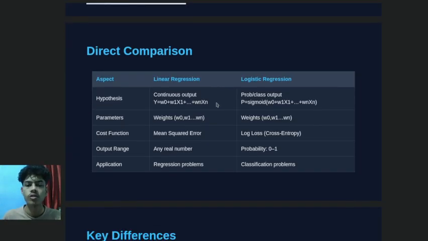linear regression and logistic regression is: hypothesis, continuous output in linear, whereas in logistic it is a probability class output, where we use the sigmoid function. In parameters, linear regression has weights, and logistic regression also has weights, while the cost function in linear regression is mean squared error, and in logistic regression it is cross entropy. Linear regression output range is any real number, whereas logistic regression probability is from 0 to 1, and linear regression is used for regression problems, while logistic regression is used for classification problems.